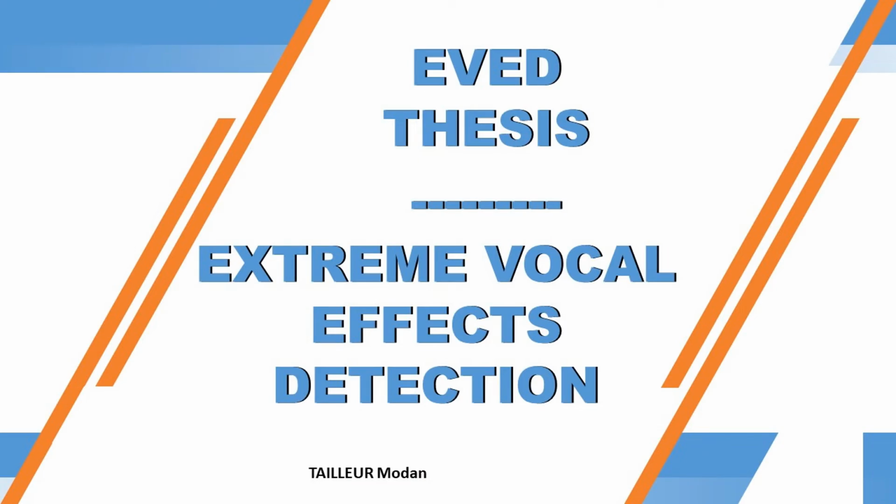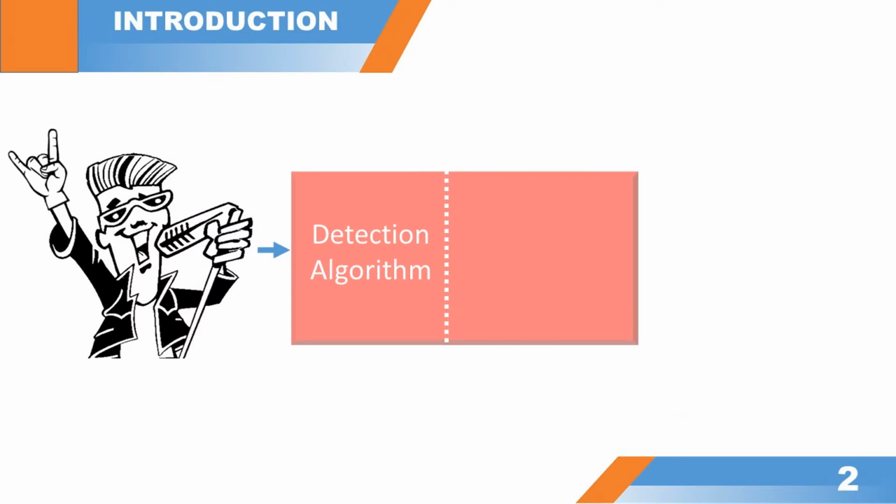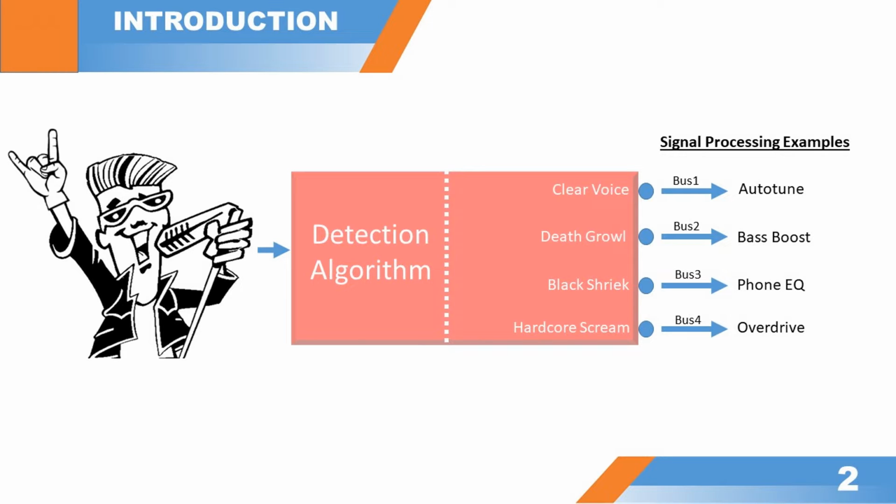I'm doing my thesis on the detection of different types of vocal distortion used in metal music. In a few words, my goal is to create an algorithm able to differentiate on stage a clear voice, a death growl, a black shriek, and a hardcore scream. After my work is done, a well-developed plugin could detect the type of voice in real time and apply different effects for each of them. Like, for example, auto-tune on a clear voice, bass boost on a death growl, etc.